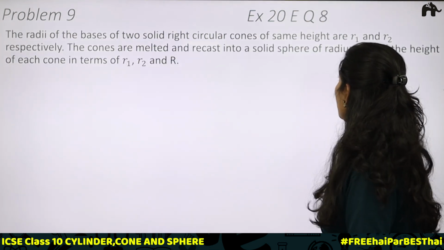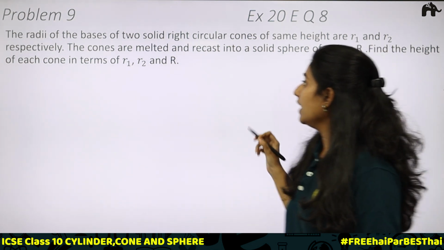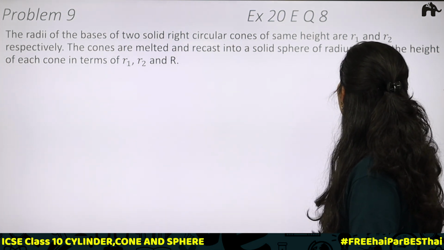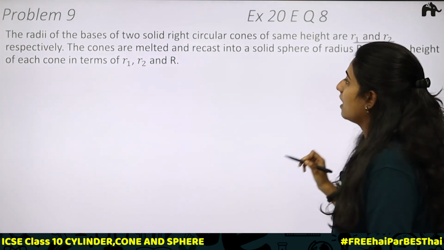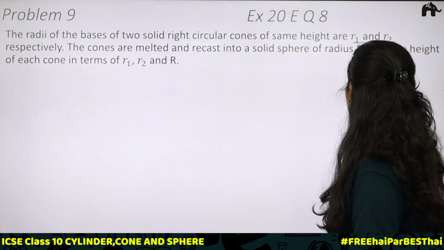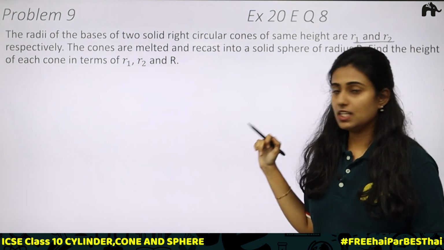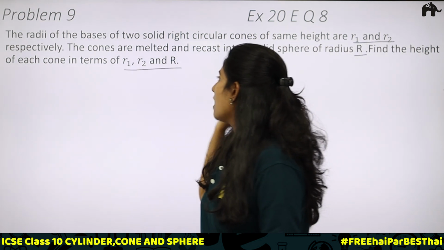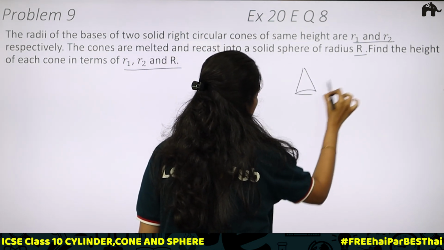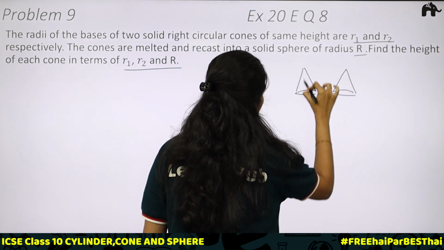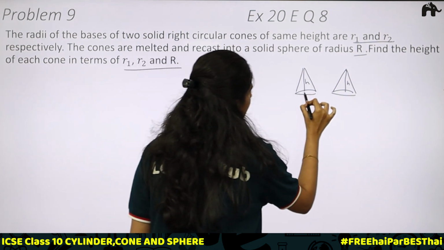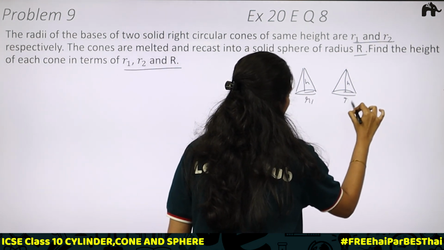Problem 9, question 8 of exercise 20E. The radii of bases of two solid right circular cones of the same height are R1 and R2 respectively. The cones are melted and recast into a solid sphere of radius capital R. Find the height of each cone in terms of R1, R2 and R. We have two cones, each of height h and radius R1 and R2.